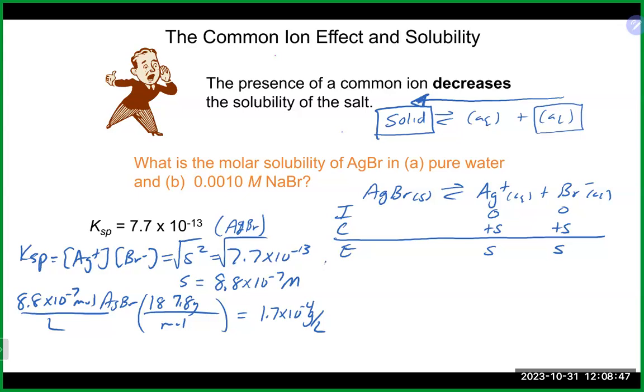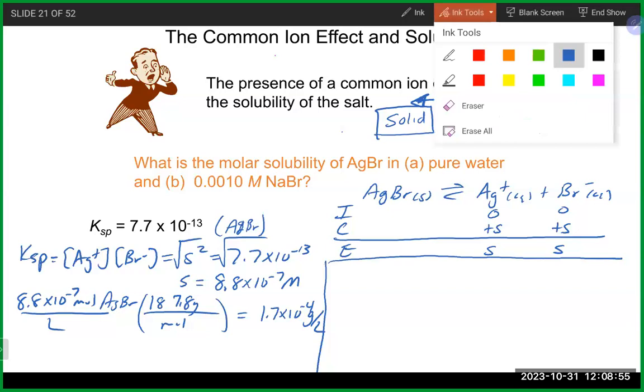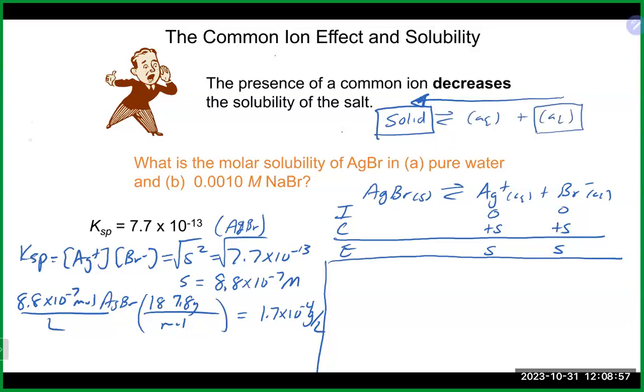So what happens if we actually have this guy in a solution that contains sodium bromide? So what will change here? The sodium bromide is a strong electrolyte, which means when it goes for a swim, it will break apart into sodium ions and bromide ions.